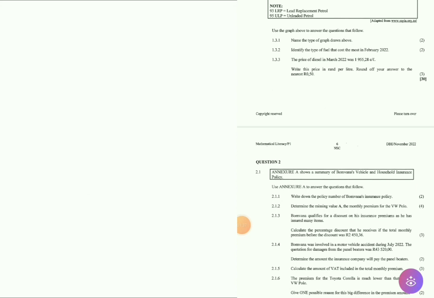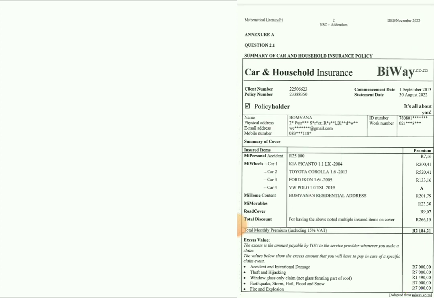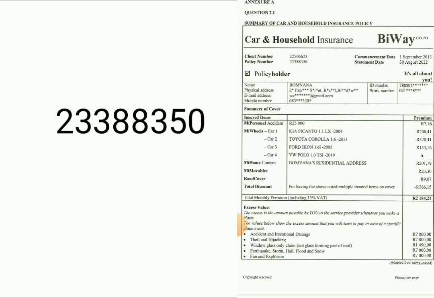So the first question is very obvious. Write down the policy number of Bomvana's insurance policy. So that's in the annexure. Let's go check it. Here in the annexure, there is the policy number. The policy number is 233-88350, the one at the top left corner. That's the policy number. Let's go to the next question.